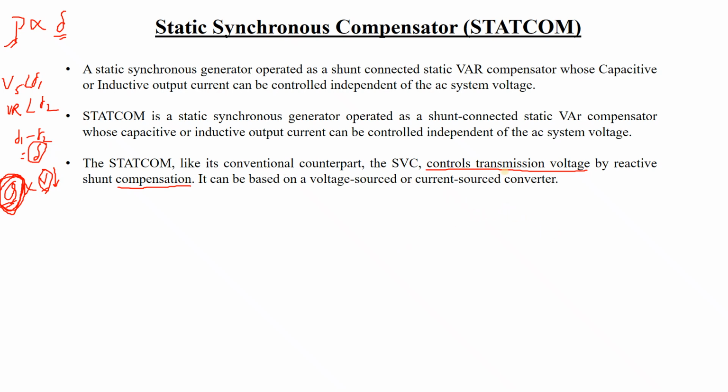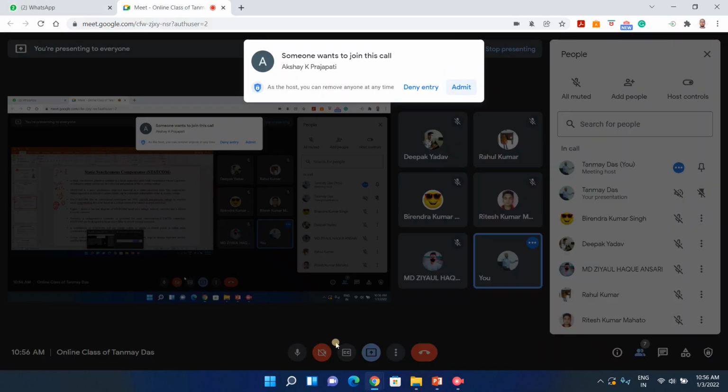So similar to SVC, STATCOM is also controlling the transmission voltage by reactive shunt compensation. Why shunt? Because STATCOM is a shunt connected device. Just like SVC, here also the operation is based on the voltage source converter and also upon the current source converter.